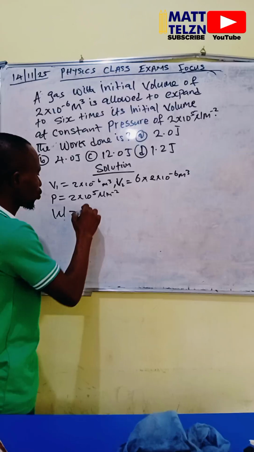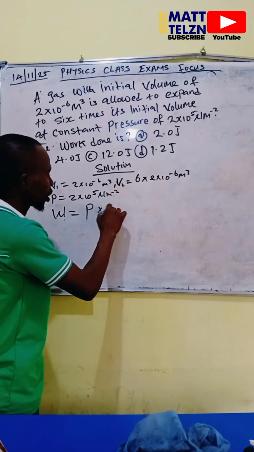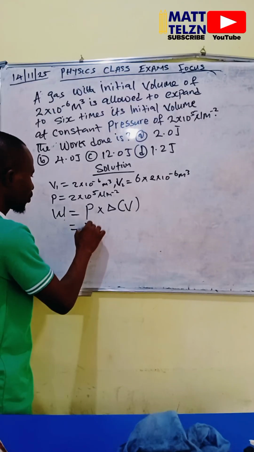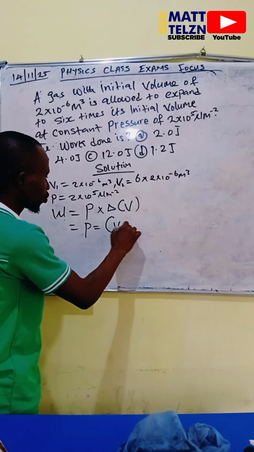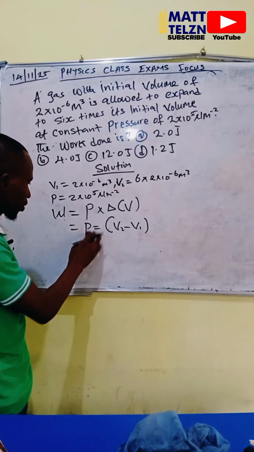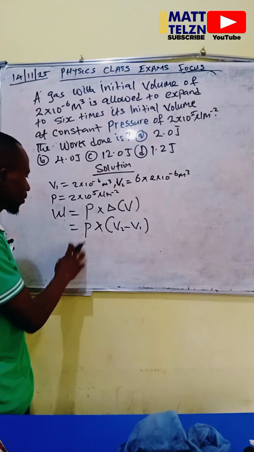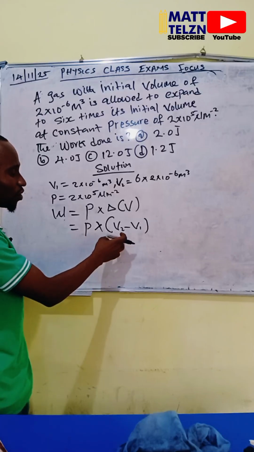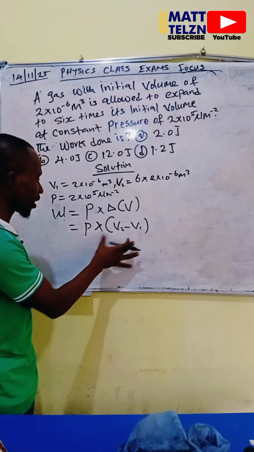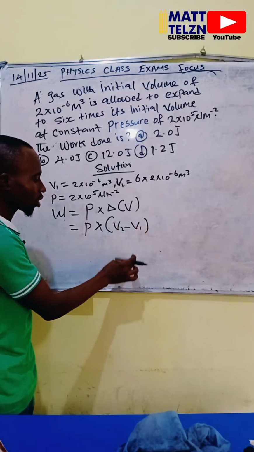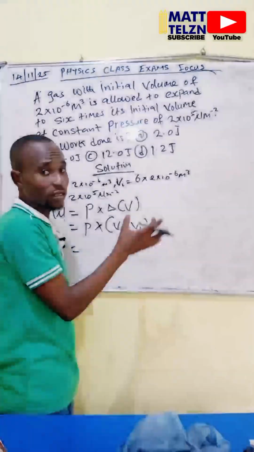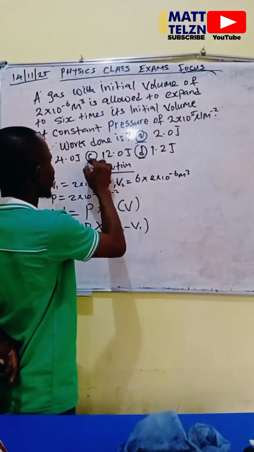Work done is equal to pressure times change in volume, right? Good. So what I'm going to have is work done is equal to P times V2 minus V1, right? So the next thing you do is input your values, right? You perform the subtraction, you multiply by the pressure. Do and check if your answer is in the options here.